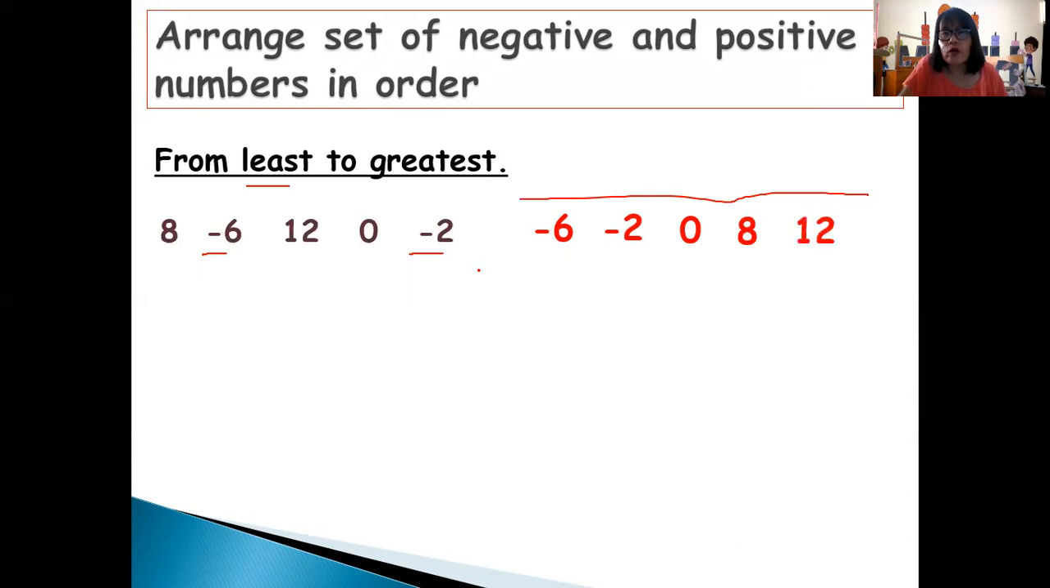So 0 is always there, between the negative numbers and positive numbers. This is arranged from the least to the greatest. Let's go to the next question.